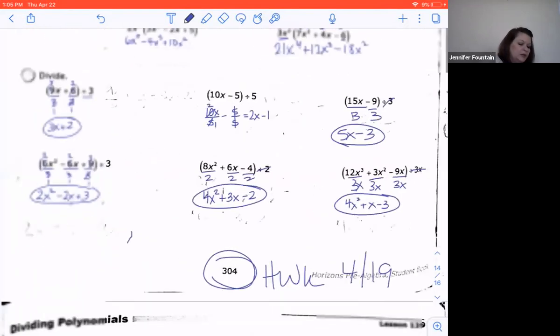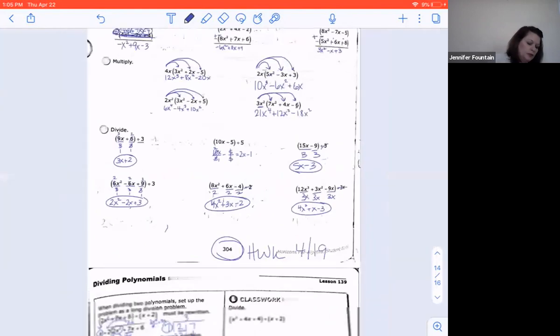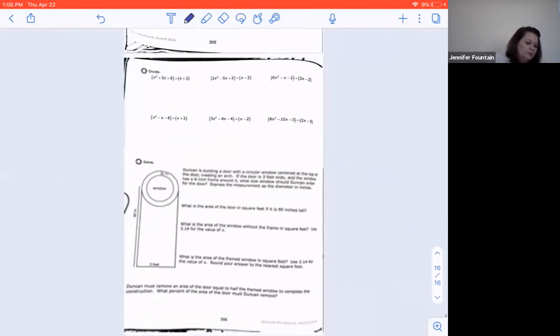And that is the end on division. Any questions about any of these? All right, and then we talked a little bit about the long division with polynomials, but we stopped there.